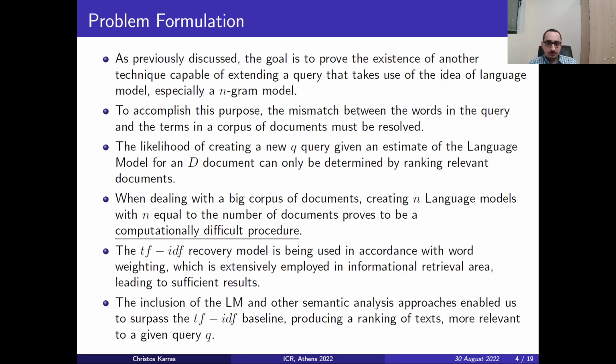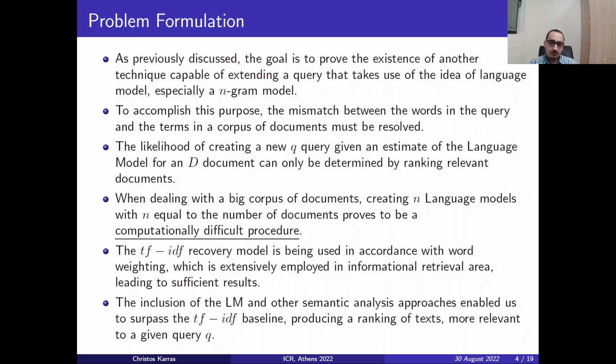So the likelihood of creating a new query Q given an estimate of the language model for a document D can only be determined by ranking the relevant documents. So this is the first phase in our methodology. We try to rank the documents. When dealing with a big corpus of documents and creating n language models, with n equal to the number of documents we have, this proves to be a computationally difficult procedure. So we try to find an optimal way to do so.